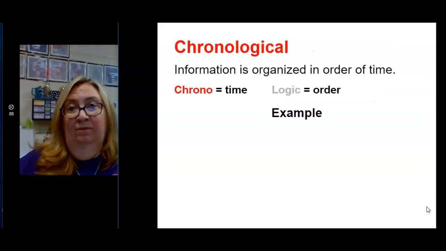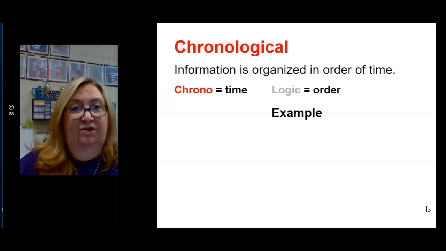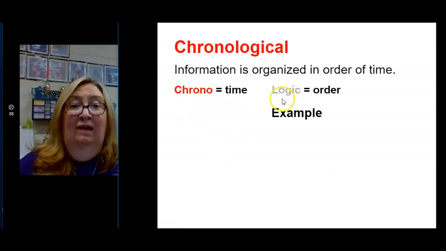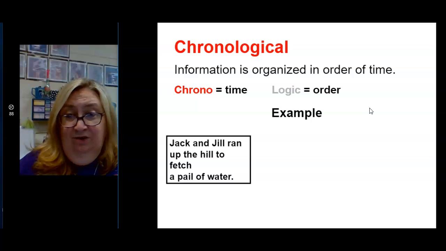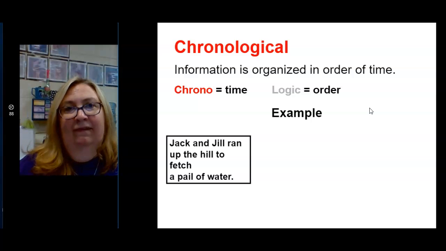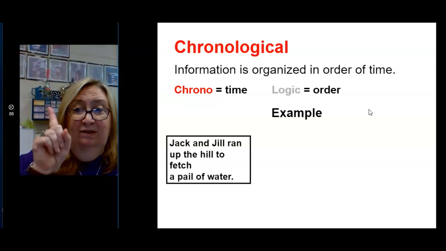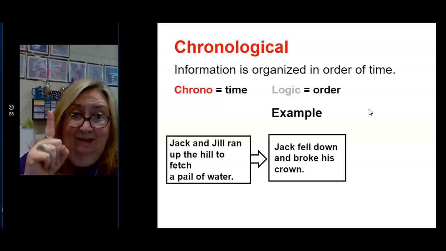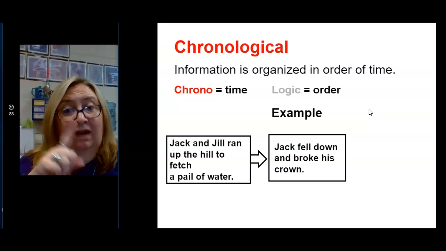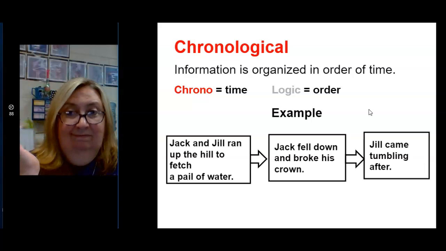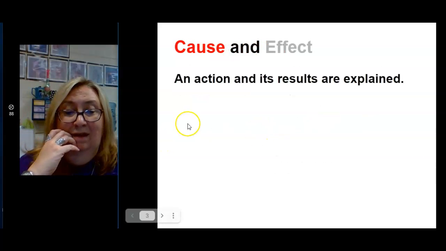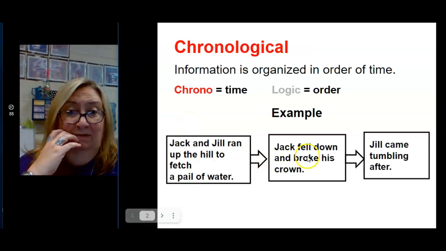Chronological is simply when you have some kind of text and it's arranged in order of time. Remember that we learned that chrono means time and logic means order. So chronological is in order of time or in time order. Here's some examples. Jack and Jill ran up a hill to fetch a pail of water. That's the first thing they did. Then Jack fell down and broke his crown. Then Jill came tumbling after. It's the story with a beginning, a middle, and an end.